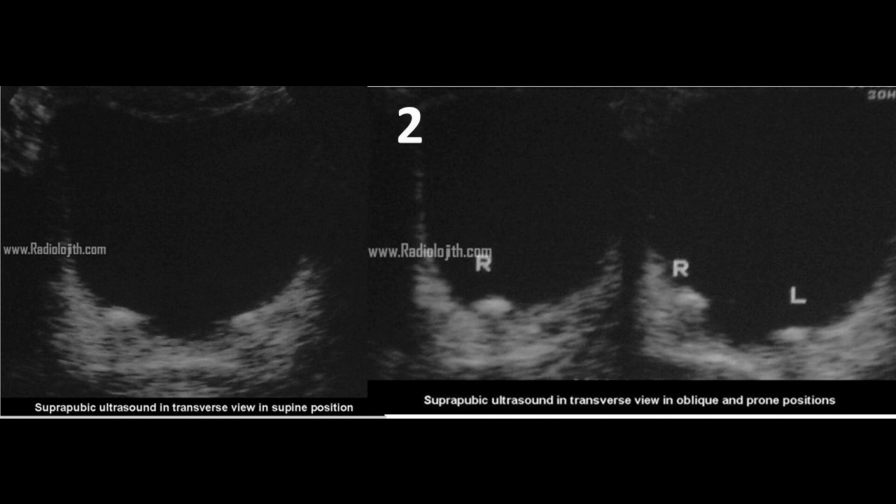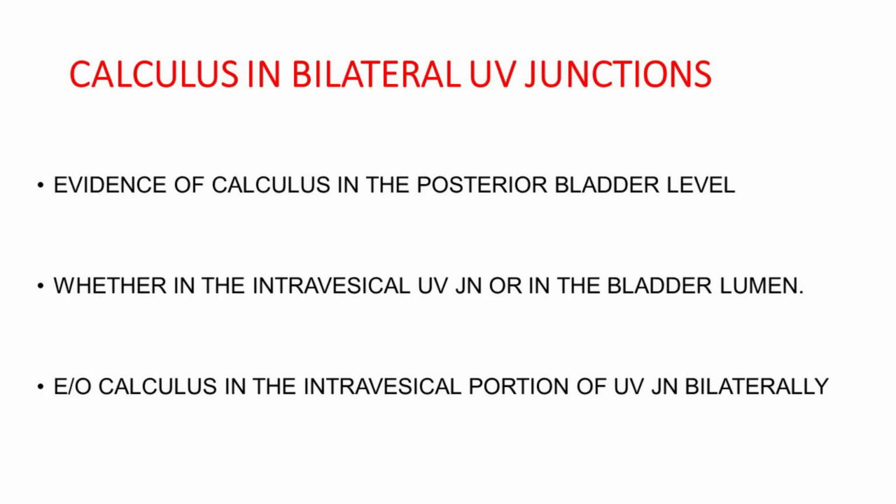There is evidence of calculus in the posterior bladder wall. We don't know whether it is in the intravesical UV junction or in the bladder lumen. So that ultrasound was done after moving the patient in oblique and prone positions, that you can see in the images. It confirms presence of calculus in the intravesical portion of UV junction bilaterally.